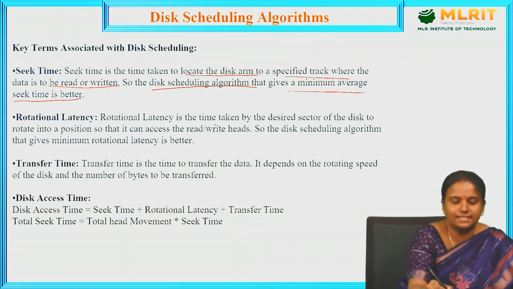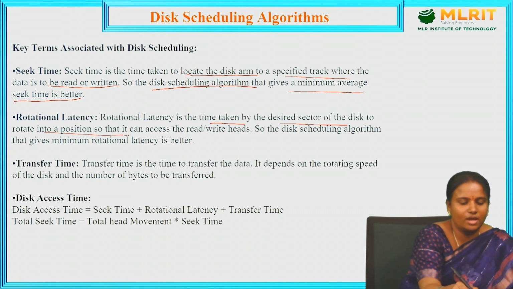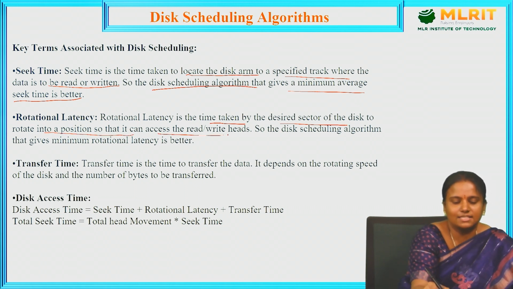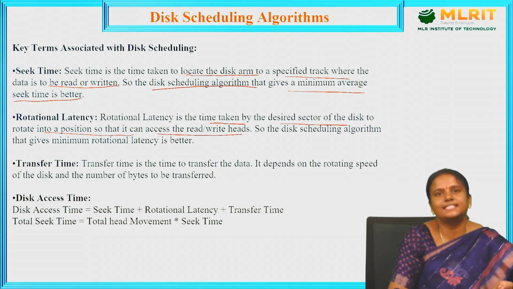Rotational latency is the time taken by the desired sector of the disk to rotate into a position so that it can access the read-write heads. So whatever sector is present will be taken as one rotation, and the time taken for the desired sector of the disk to rotate into a position so that it can access the read-write heads. So here it can access both read-write heads.